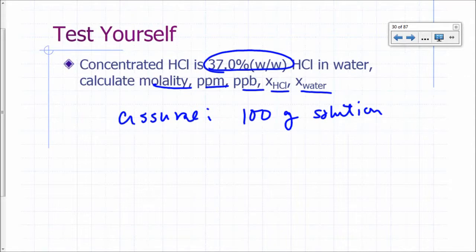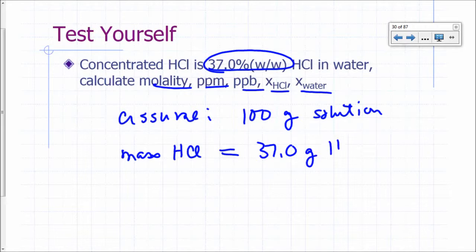Okay. So what would be the mass of the HCl? 37 grams. What would be the mass of the water? 63 grams.